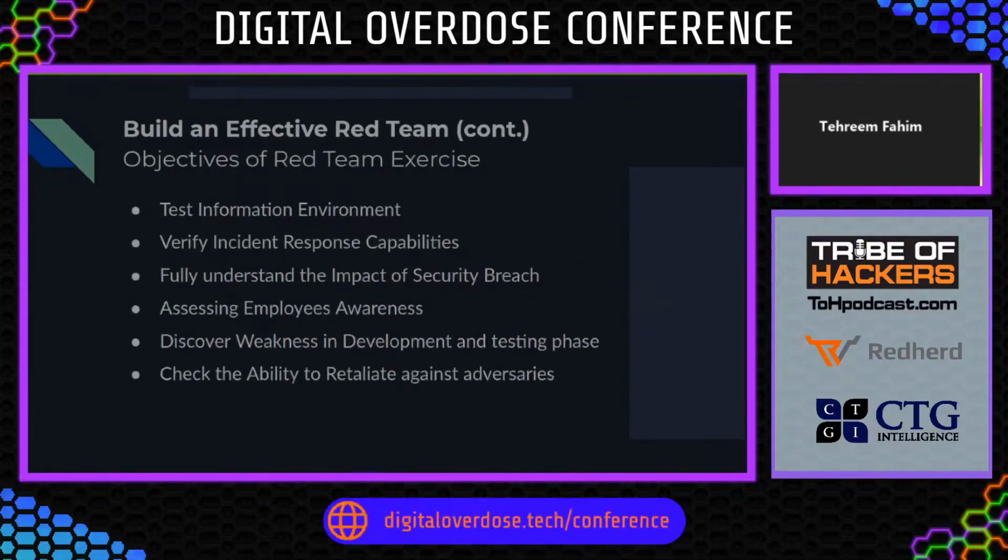Now, a bit about objectives. What are the objectives of these exercises? These are a few objectives that an organization can keep in mind. First, test the information environment. Second, verify incident response capabilities. Third, fully understand the impact of a security breach. Fourth, assess incident response. Fifth, discover weaknesses in the development and testing phase. Last, check the ability to retaliate against the adversaries. Here, an organization can tailor these to suit their environment and to increase the efficiency of the red team.